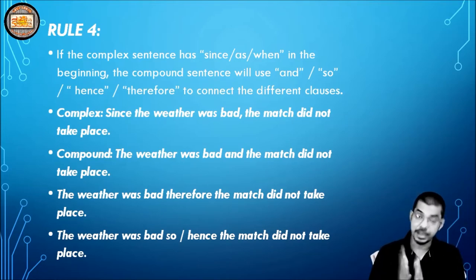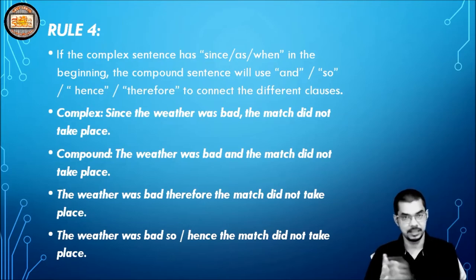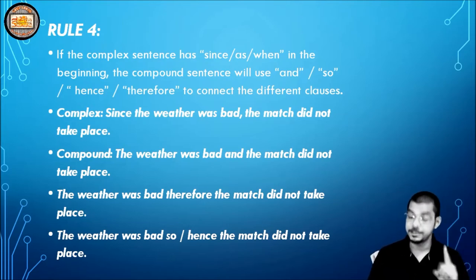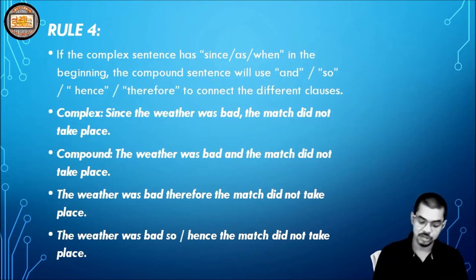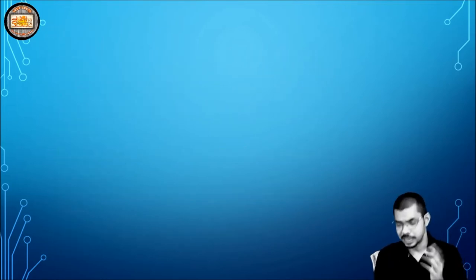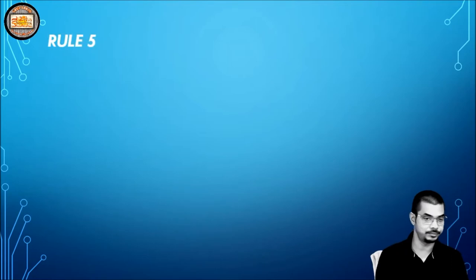So when there's since, as, or when in the complex sentence, and obviously at the beginning, this is very much important. When you get them at the beginning, what will it do? You have the options to use and, so, hence, therefore to connect the different clauses. So that's our fourth rule, and now we'll shift to our, yes dear friends, the fifth rule.